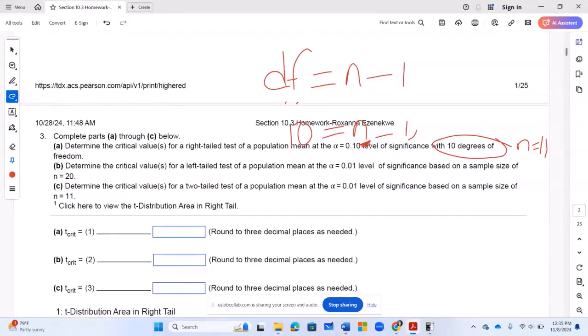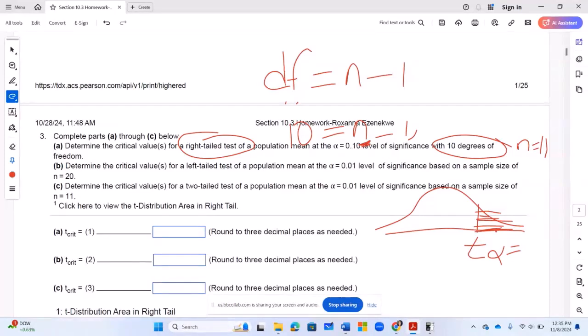So right here, the sample size is 11 in A. It says determine the critical value. The first thing is to draw a normal curve. If you're looking for a critical value, you draw a curve. And it says it's a right tail test, so on the right, shade the critical region. And it's a t distribution, so it is t alpha. This is alpha, and I'm told to find the value of t at the right.